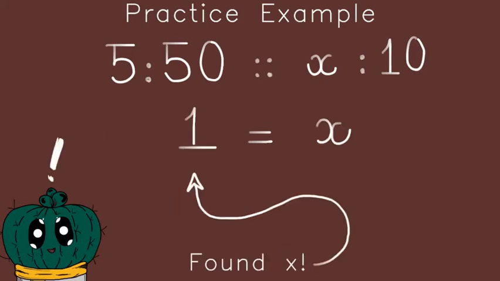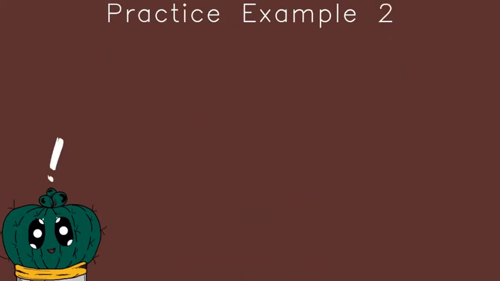So we have found the value of x, and x is equal to 1. You can replace x with 1, and the proportion still holds, because we used the proportion to find the value of x. So this is where you use the idea of proportions.